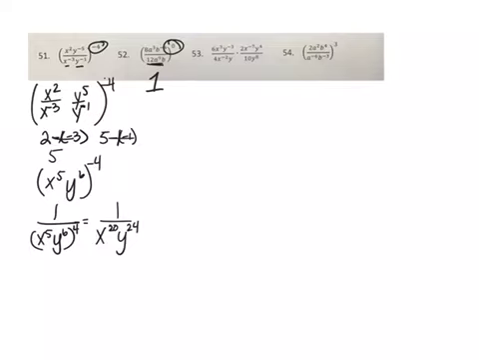Number 53, I like to do these problems. I like to simplify across the top first, then simplify the denominator, and then I will do the division. So that's how I like to attack these problems. It's up to you how you like to do it. If you want to reduce each fraction individually and then multiply, that works as well.